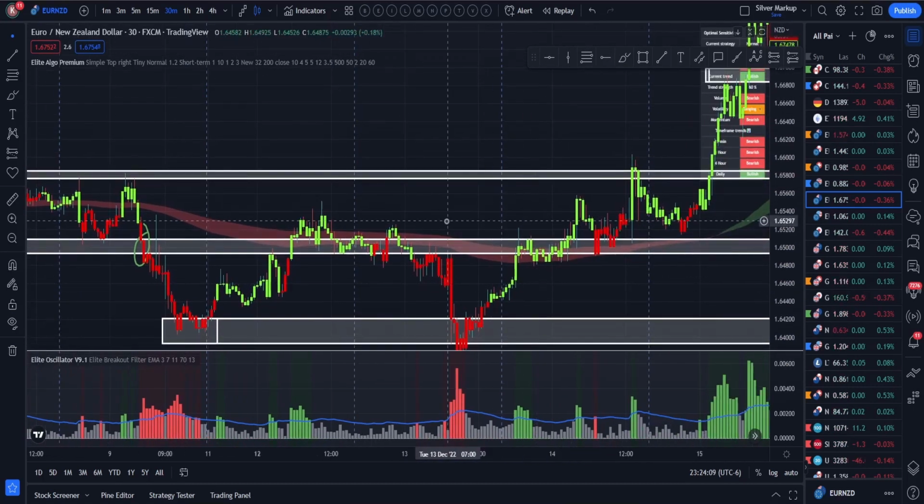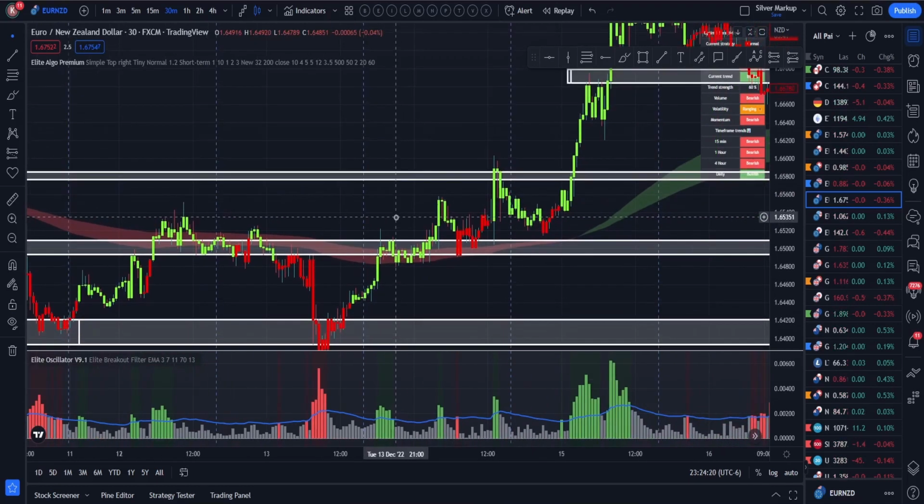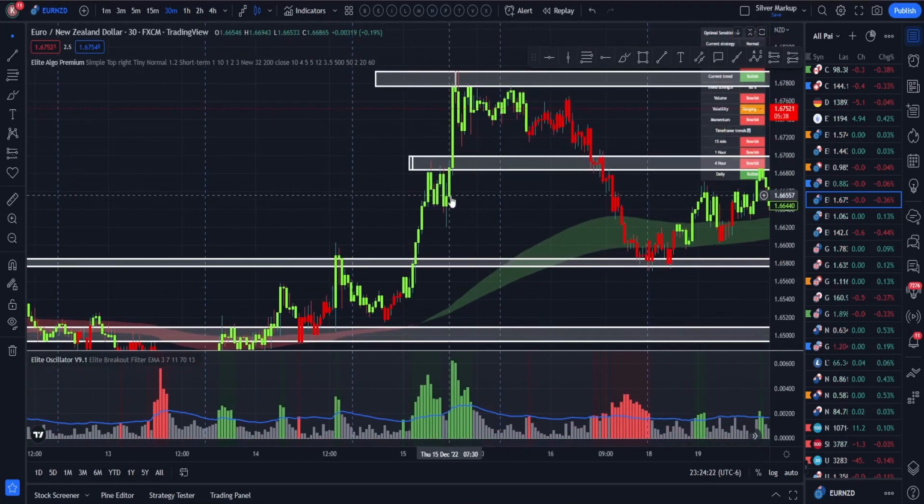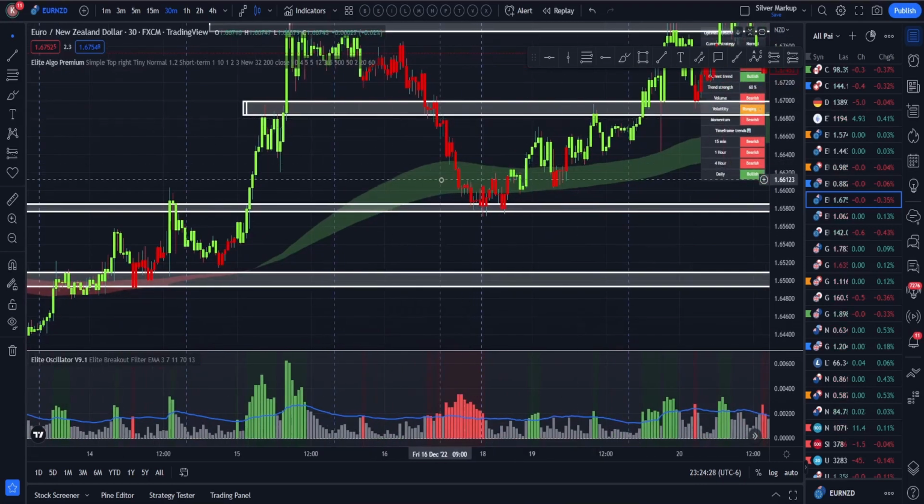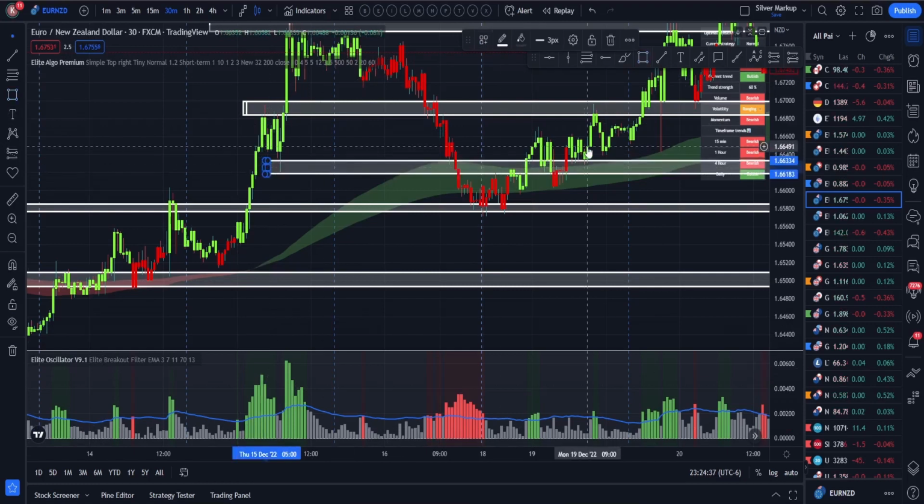But all in all, this is the Elite Algo's breakout filter strategy. With this strategy, it's going to help you identify what breakouts to pay attention to. It's really that simple. Even with this one, this was a big candle. I don't trade at the end of big candles. But going into just different aspects, if I wanted to identify a smaller level, you have this level here. That would have been my breakout candle.